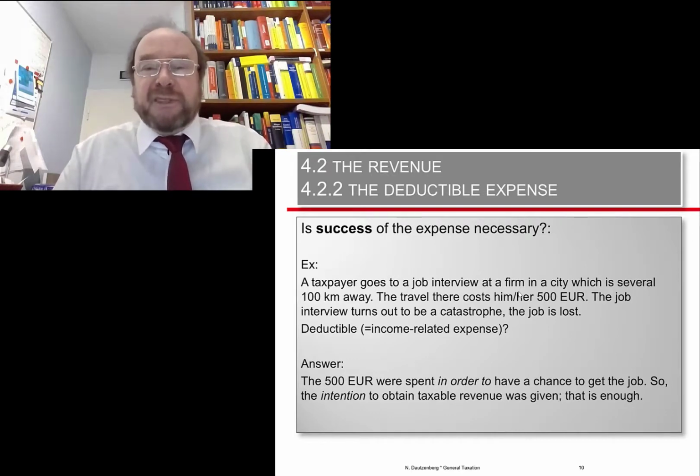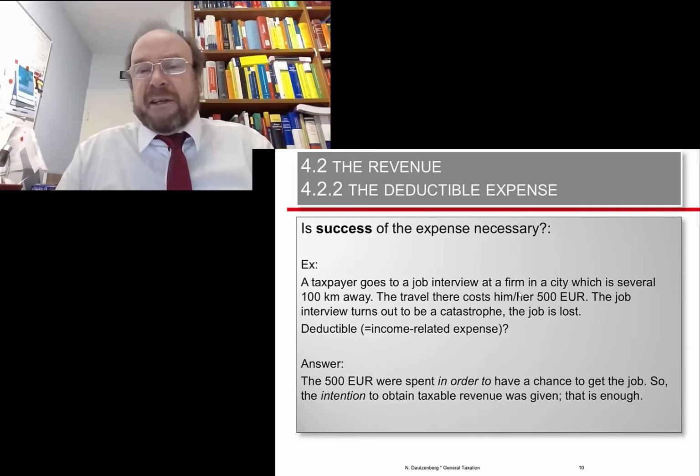Let's do a two-step test. First, was the motive for which the money was spent an income-related one? So, yeah, the answer was the guy or girl tried to obtain a job that would have generated taxable income. So that expense was related to a chance of obtaining, defending, improving taxable income.